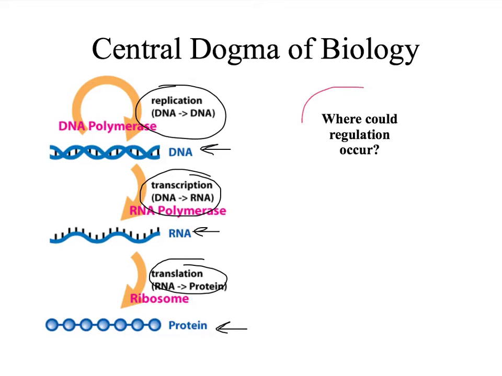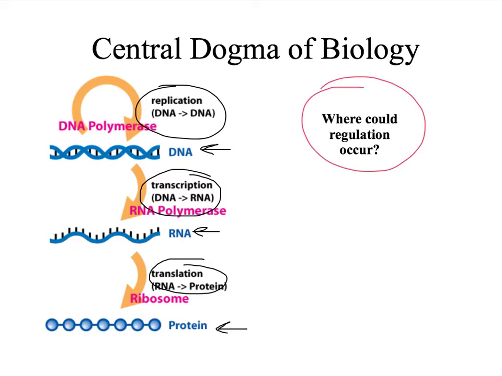When we look at that central dogma of biology, the question we're going to be asking in today's video is, where could that regulation occur? What steps during this process from DNA to RNA to protein could we have genes turned off and turned on? In other words, could we have their products, the proteins, made or not made, depending on what's happening in those steps?